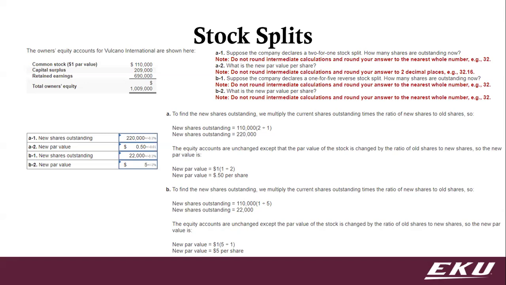And then on part B, what if they do a 1-for-5 reverse stock split? So this goes the other way. So instead of for every one share you get 5, for every 5 shares, that counts as 1, right? So you just take the total number of shares and divide it by 5. And so it goes down to 2,200. Instead of it being $1 a share, it's now $5 a share, right? So those numbers will just multiply or divide based on that stock split.